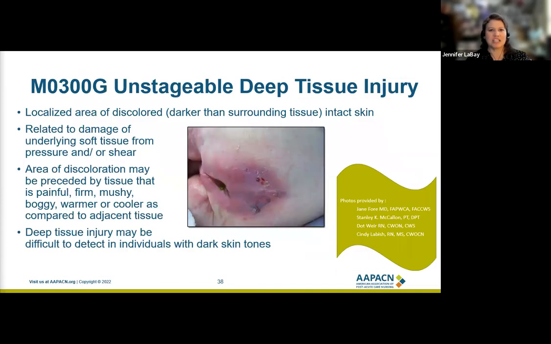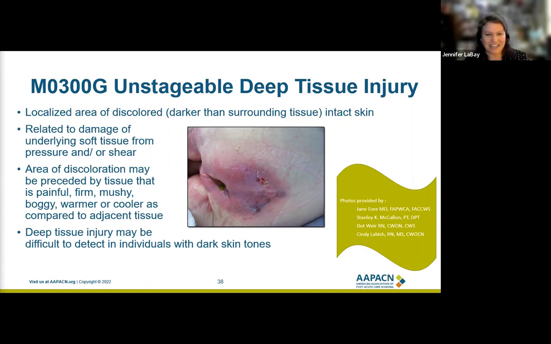And then we have our unstageable deep tissue injury. Obviously, it's not open. We can't see how deep it goes. The difference between a stage 1 pressure injury and an unstageable deep tissue injury is the deep tissue injury could advance much faster. It could be much deeper and much more involved. And once it opens, it's going to be staged, and it could be very easily and quickly staged to a 3 or a 4. So that's why it's very important to try to assess the difference between that pressure injury stage 1 versus a deep tissue.